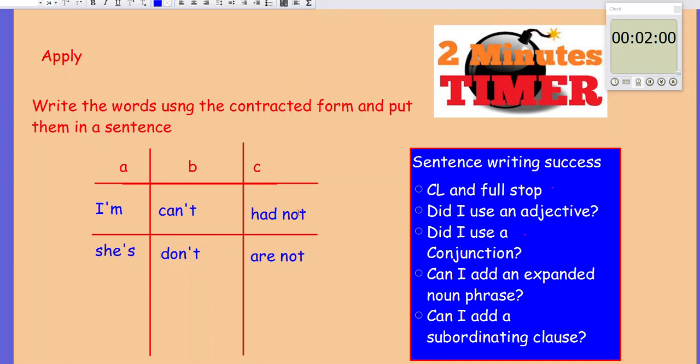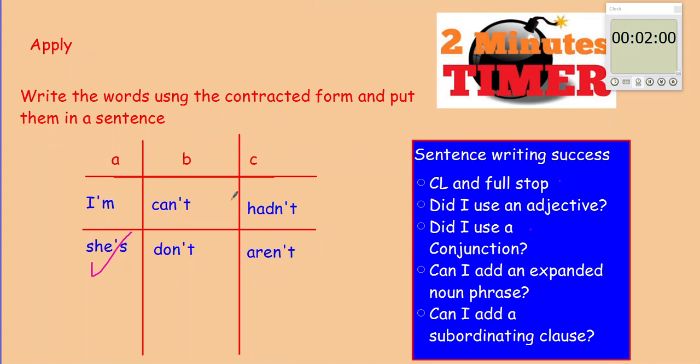Had not becomes hadn't. So we're going to put these words together, take out the O, add the apostrophe there, hadn't. And same we're going to do with aren't. So we're going to join the words together, take out the O and put the apostrophe where the missing letter is. So aren't. So if you said I'm and she's, give yourself a tick on your whiteboard. If you said can't and don't, give yourself a tick on the whiteboard. And if you said hadn't and aren't, give yourself a tick on the whiteboard.